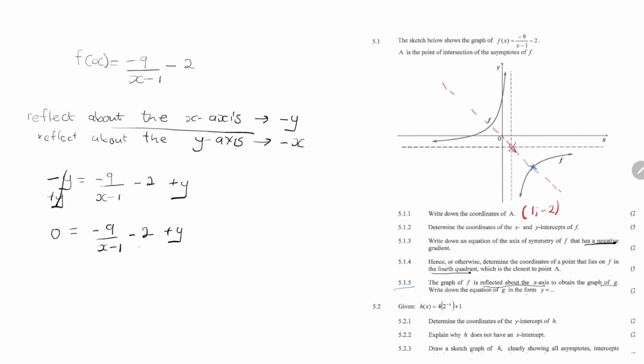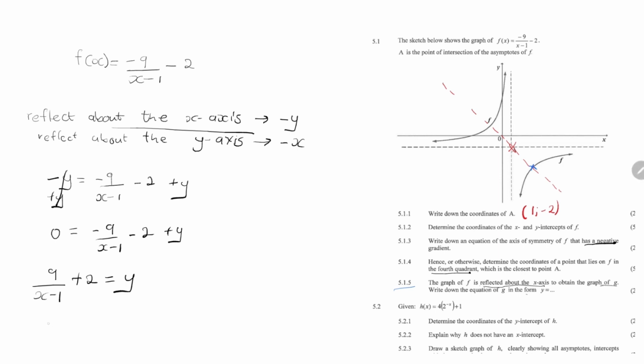Right now we have this, and the next step is to take these from the right hand side to the left hand side. So let us first take this minus 9 over x minus 1. We'll do that by adding 9 over x minus 1. Why? Because we have a minus over here. So we will have a positive 9 over x minus 1. And again, we have to take the minus 2 from the right hand side to the left hand side. So here we will have a plus 2. All this is equal to y.